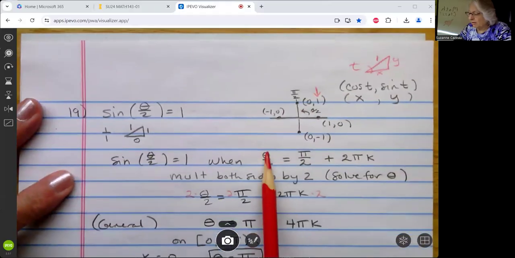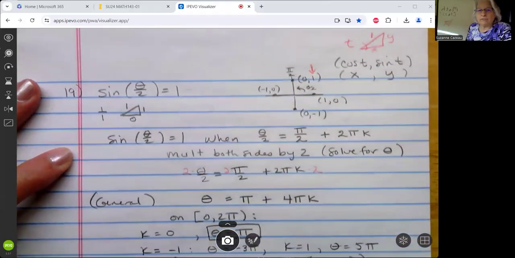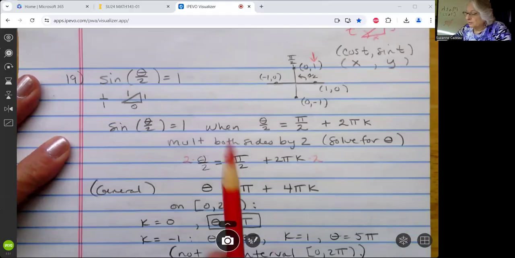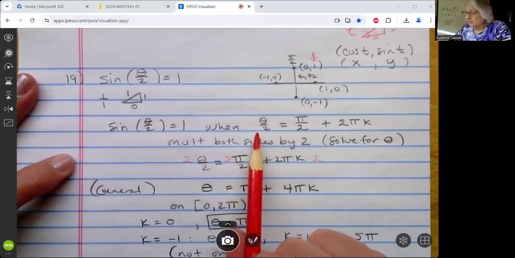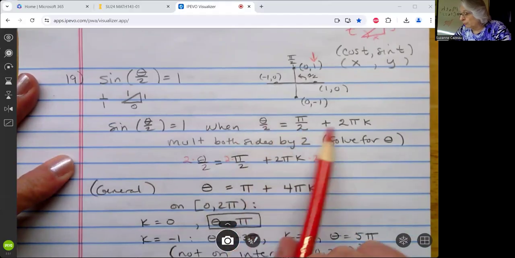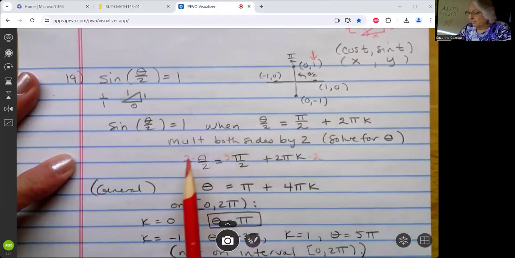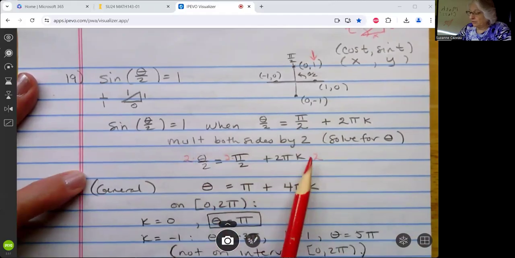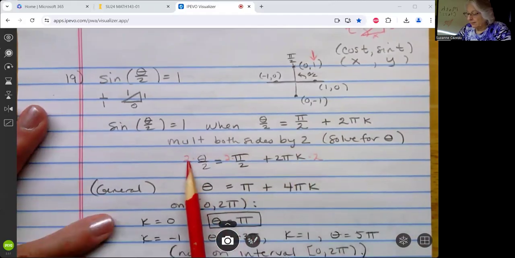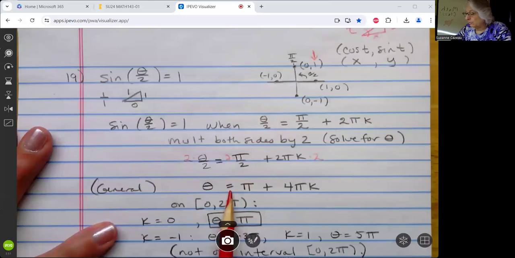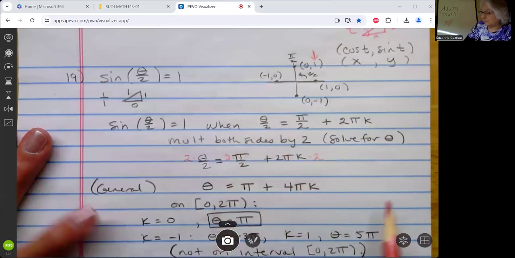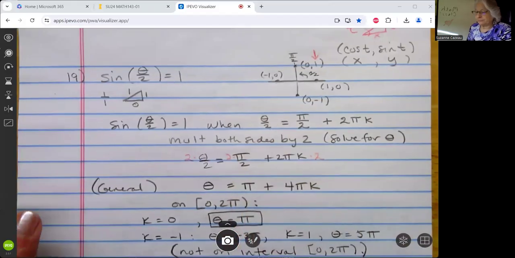But now this is for alpha over 2. We want to figure it out for alpha. So we got to get rid of this 1/2. What we're going to do with this general formula is multiply everything by 2. I'm going to multiply this by 2, that by 2, that by 2. So I'm going to get theta equals pi plus 4 pi k. And that's going to be your general solution.